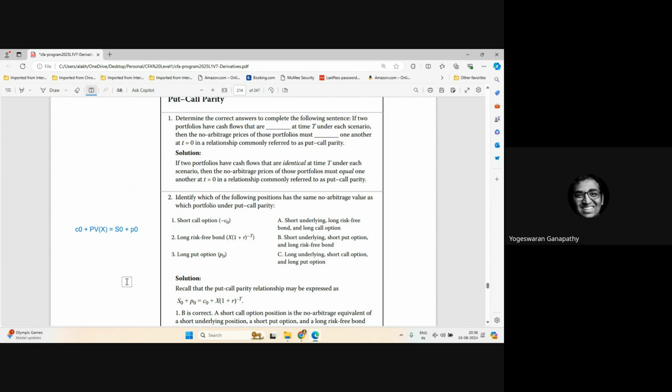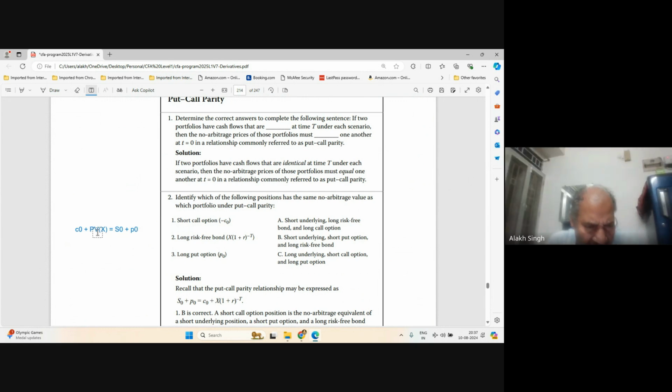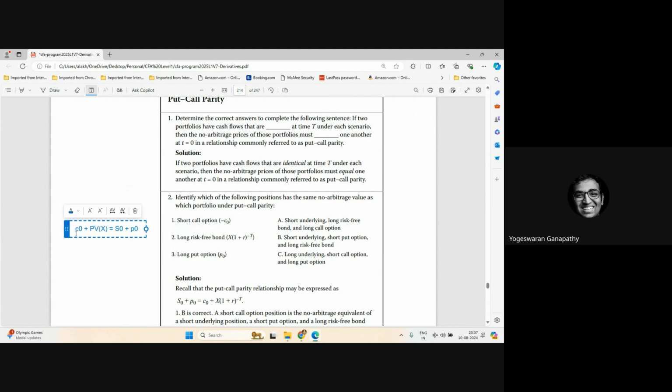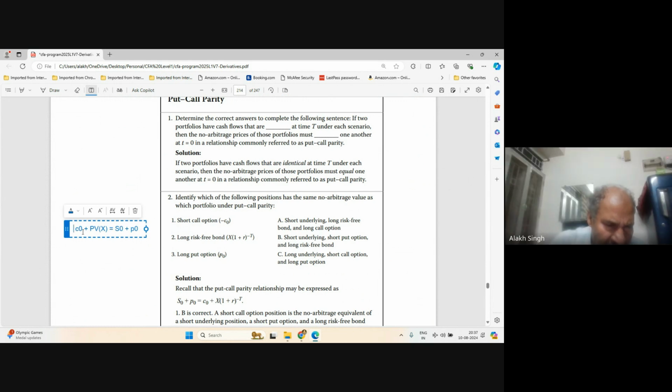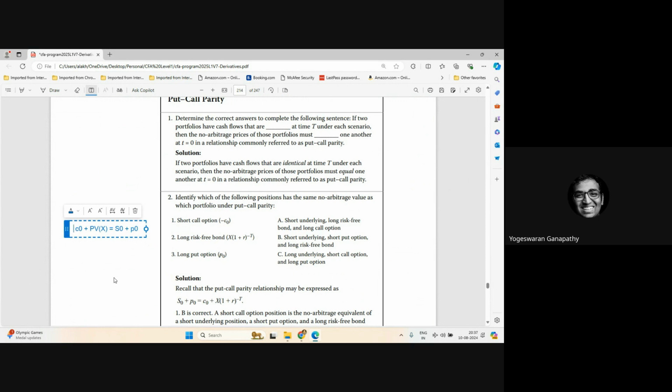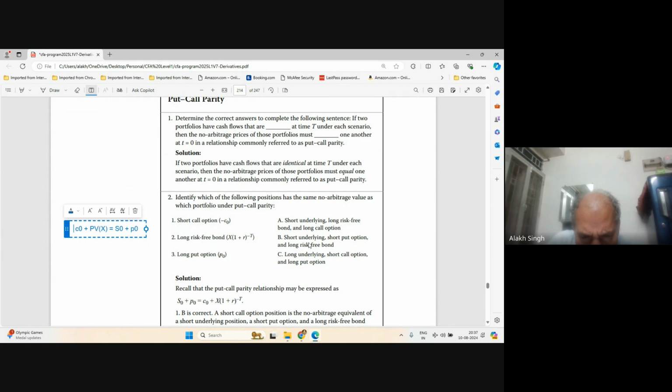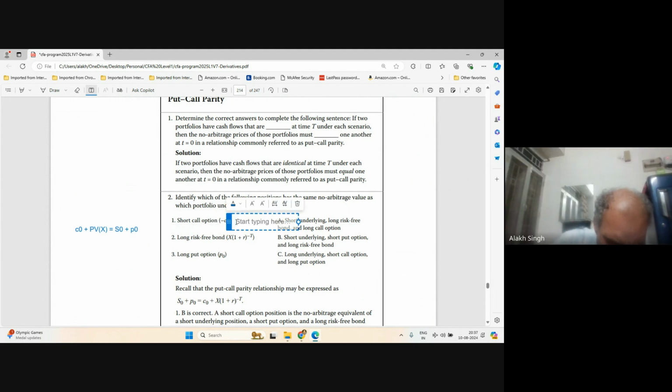So short call option would be long the bond, minus S naught, minus P naught. Minus PV of X. So long the bond, long the put, minus PV of X. Is it short call? No, sorry, sir, it's the opposite. So it is PV of X minus S naught minus P naught. Very good. Short underlying, short put. Long bond, the risk-free bond matches this, yes sir.